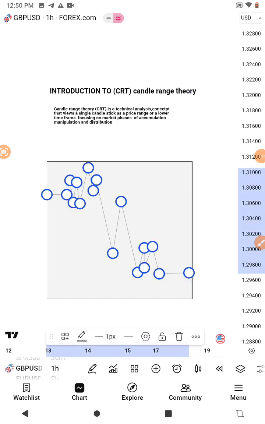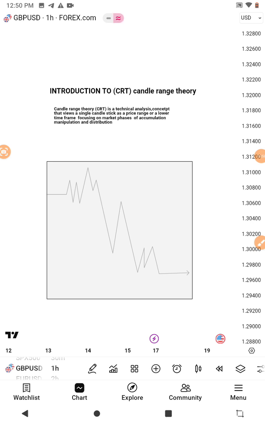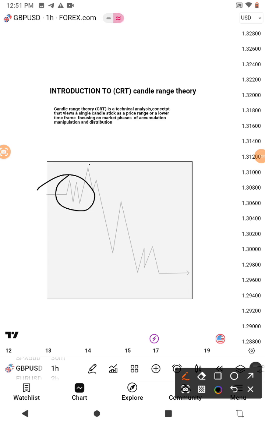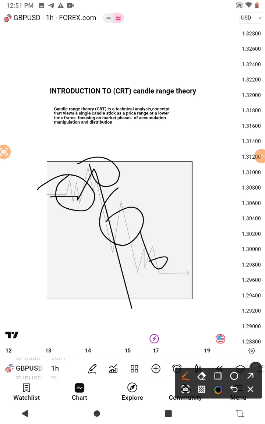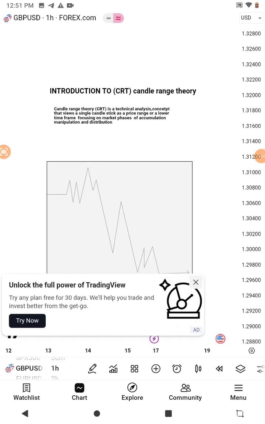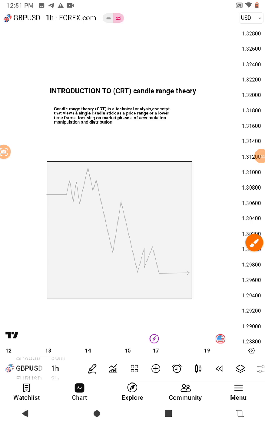Don't mind the drawing. The drawing might be somewhat noisy, but you need to learn something from this. It's very important. The accumulation phase, the manipulation phase, and also the distribution. Open, pump, dump. That's the full meaning of the whole entire course we're studying today. CRT.